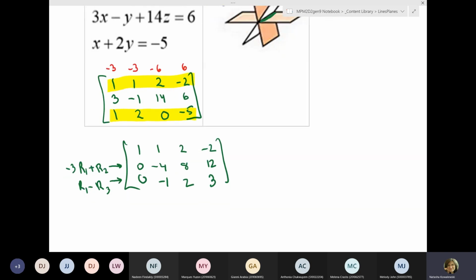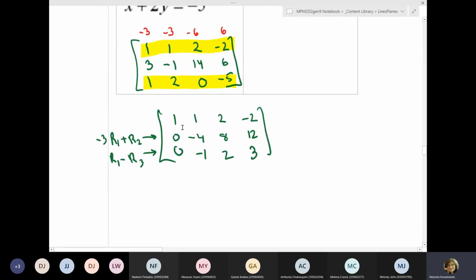All right, so now that we have that first column accomplished, your next goal is to get the 1 in the middle over here. So you could take row 2 and divide it by -4. So it'll be 0, +1, -2, -3. And copy row 1 as it was, and row 3 as it was.